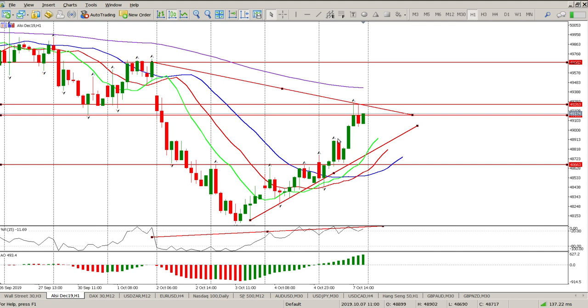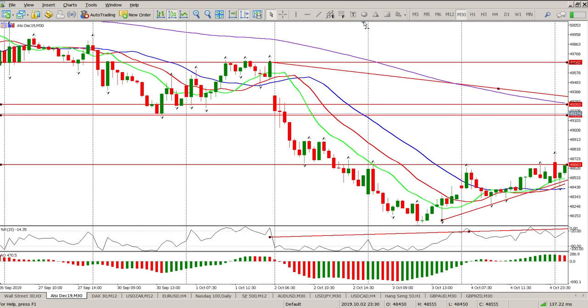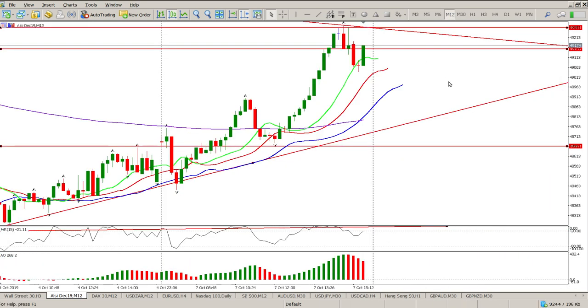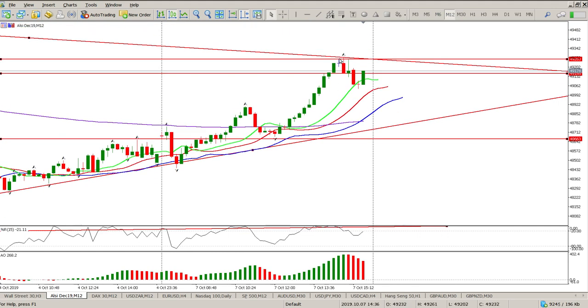So I think we've got to watch what happens here, and I think that fractal there is obviously the one that we're looking for. I don't think you'll see anything on the 30 minutes. Nope. Let's see if we see something on the 12. Nope, not much either. So the high of yesterday is definitely something to watch out for. That's a fractal break that we're looking for, which will break the trend line.